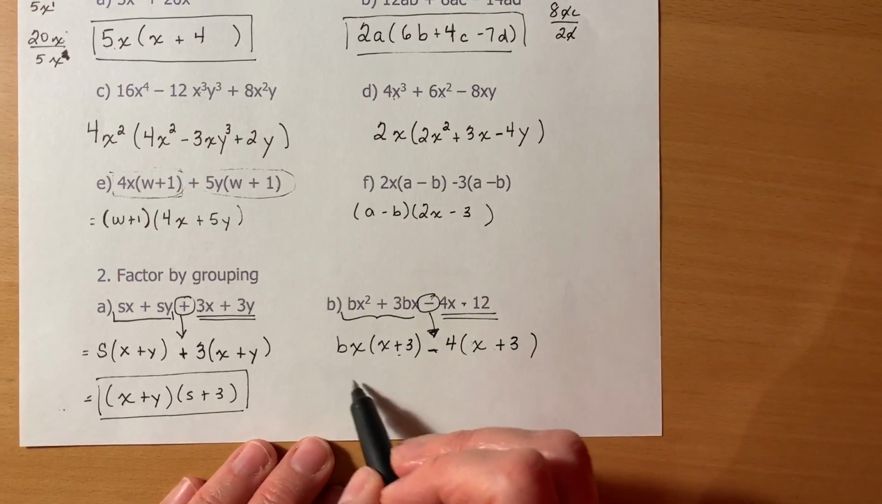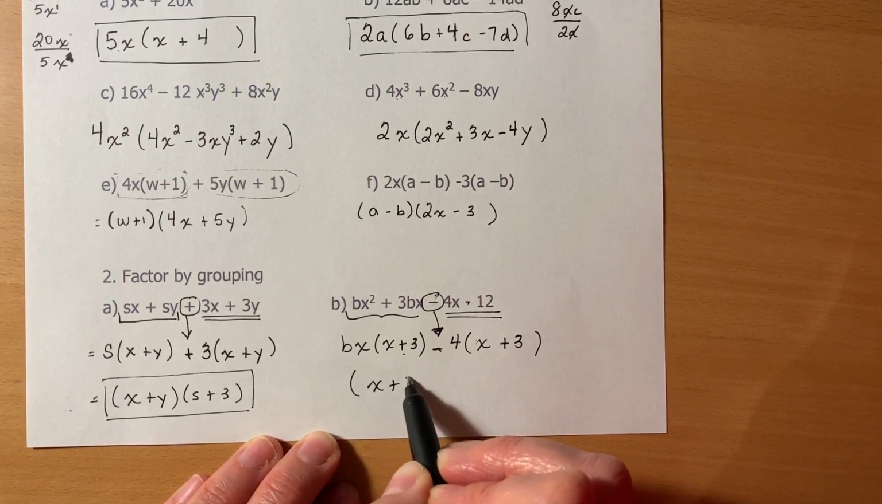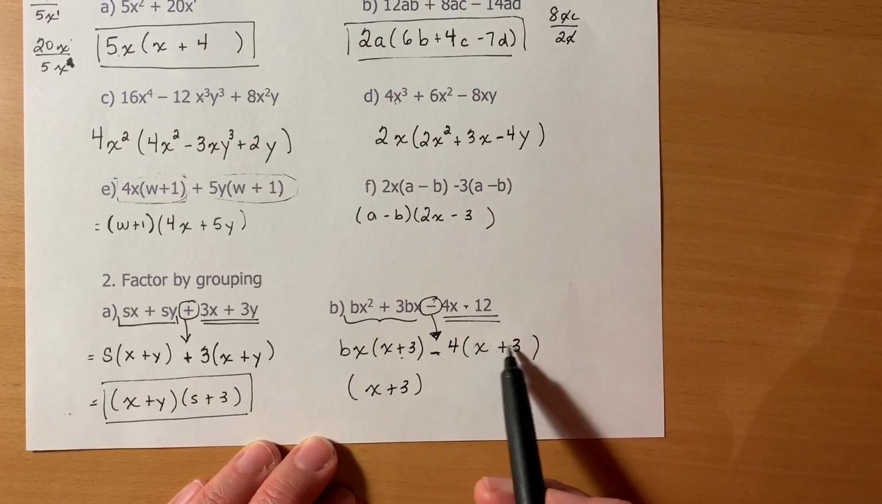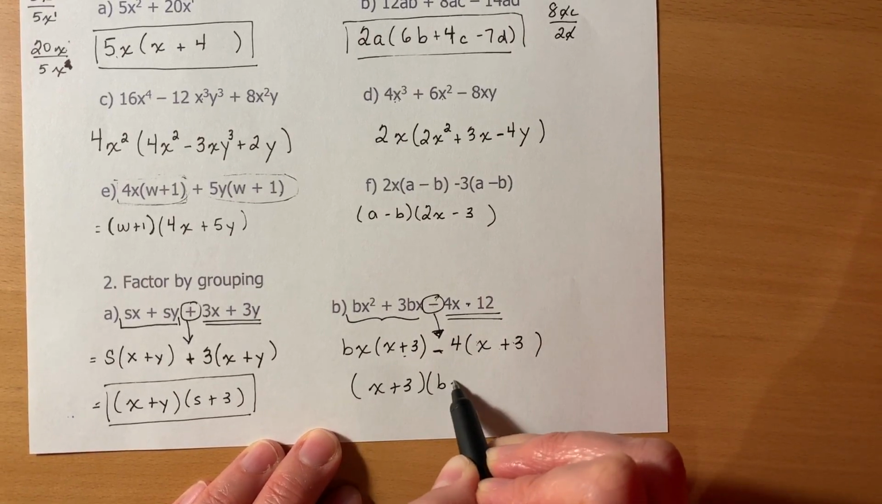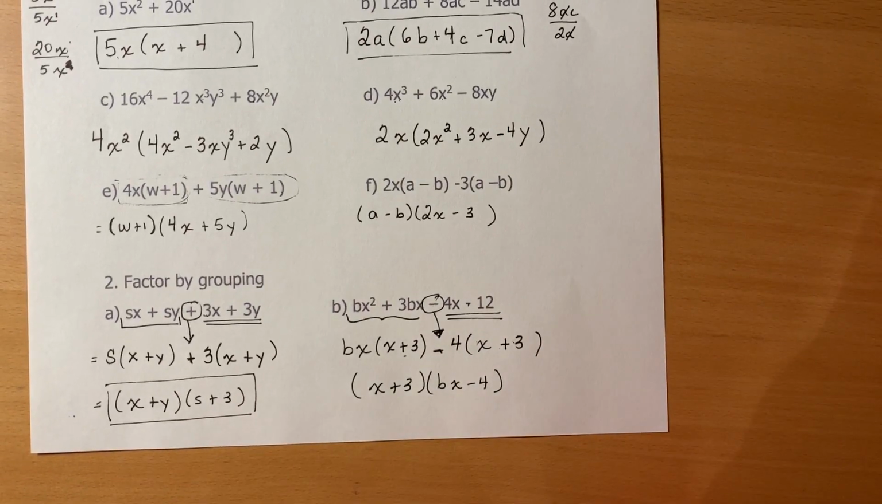Once again, you should notice your brackets are the same. Once again, if your brackets are not the same, you've made a mistake. And then I'm left with bx minus 4, and that's it.